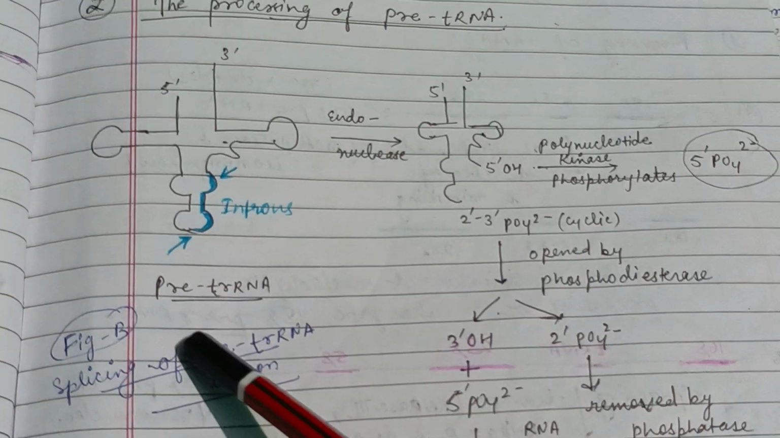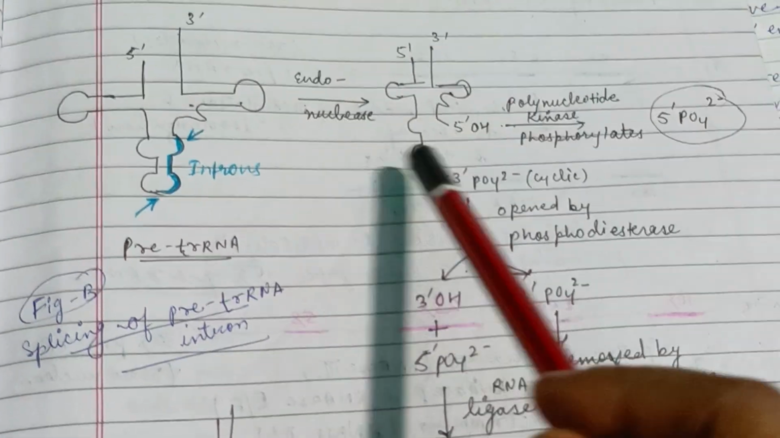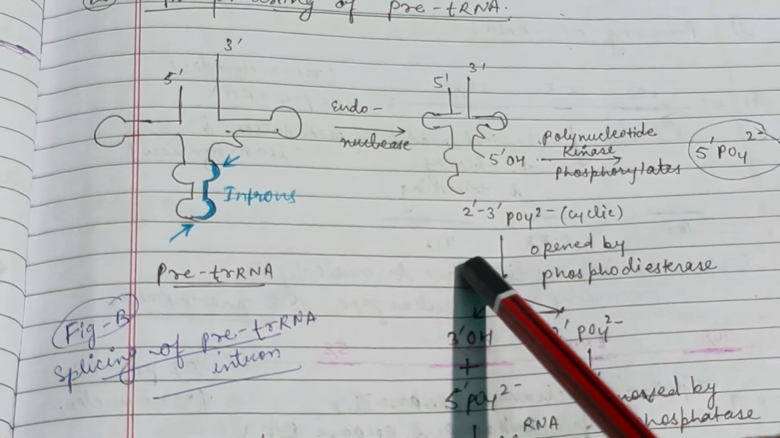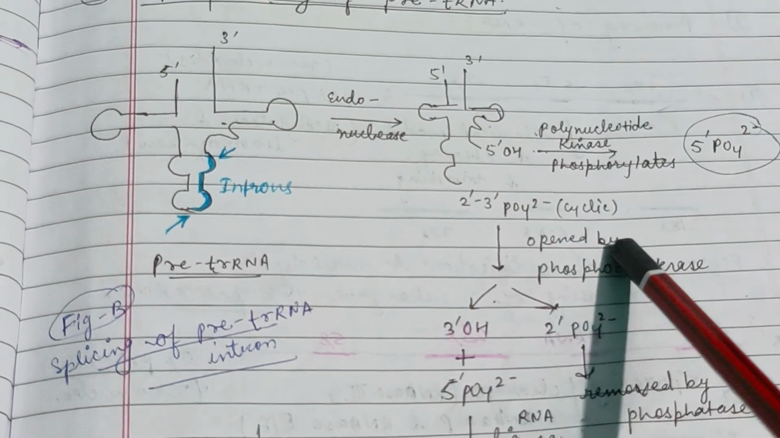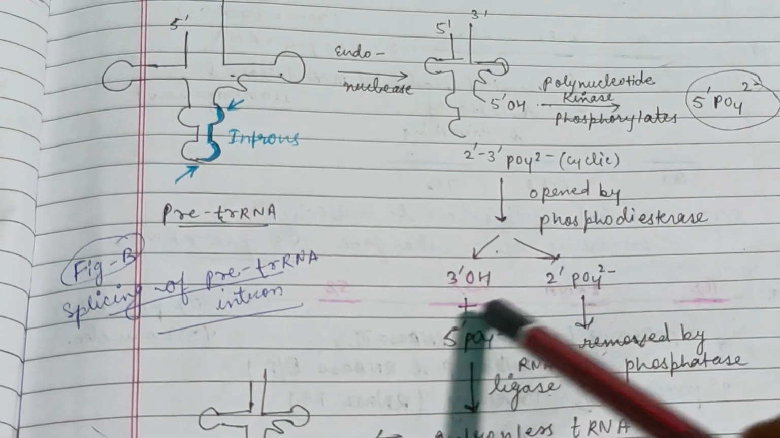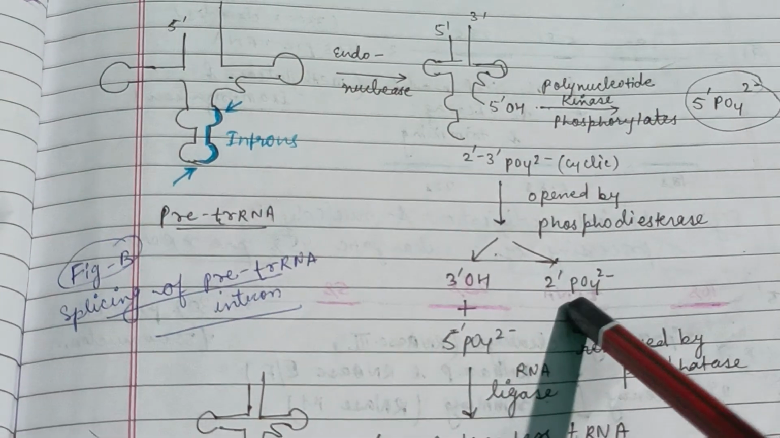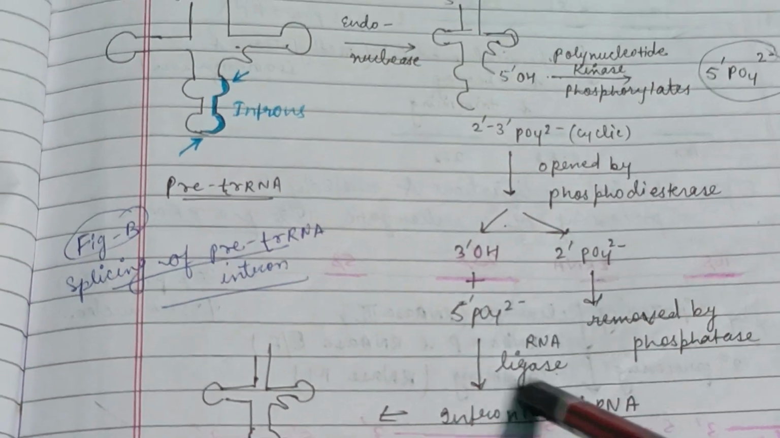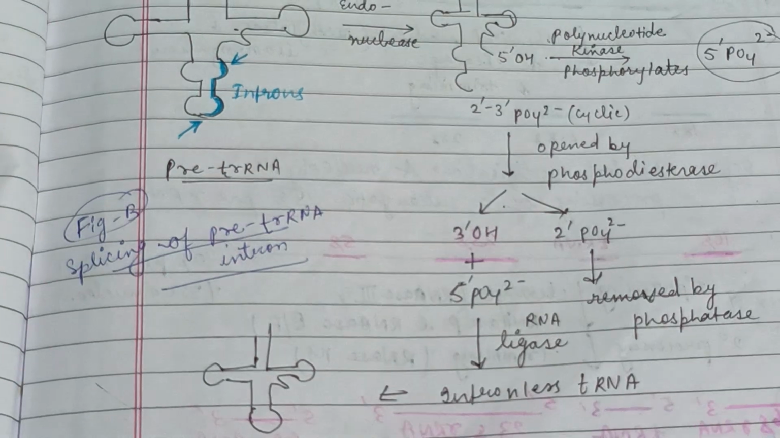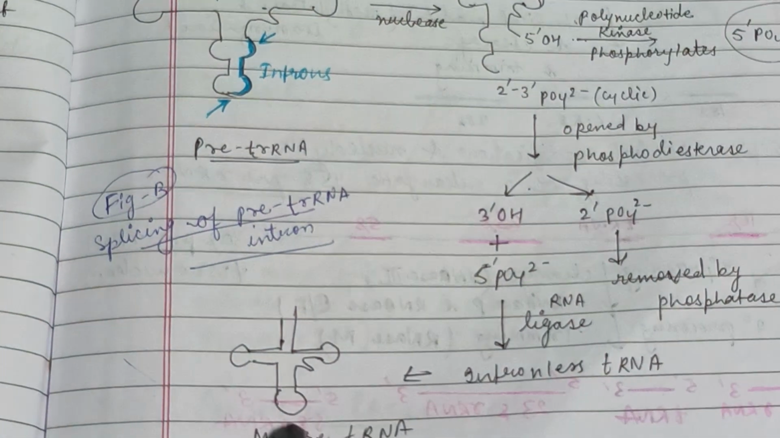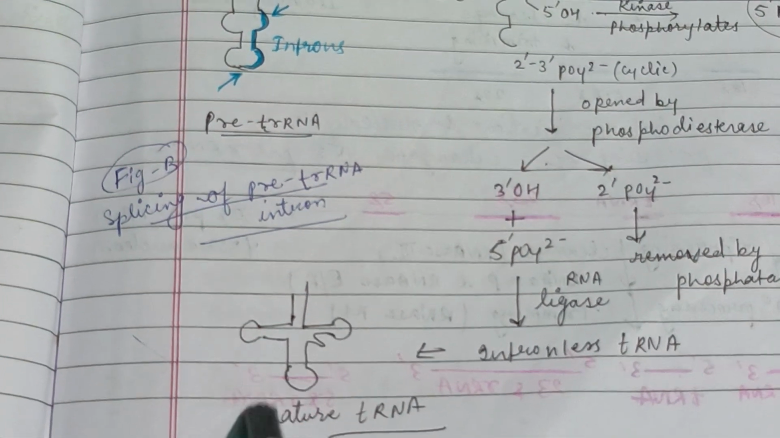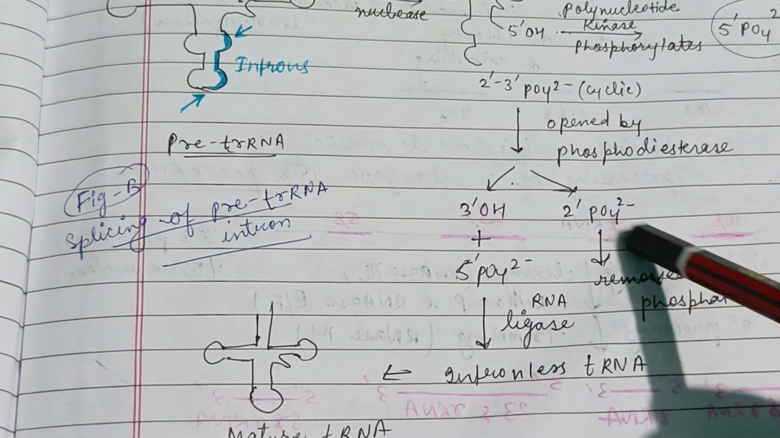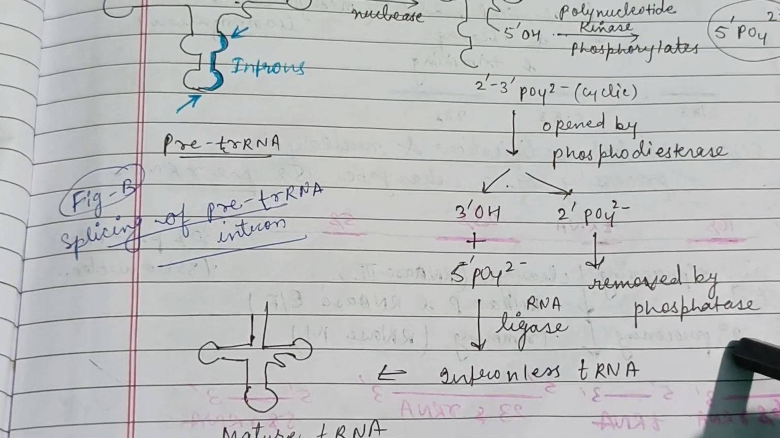So in this figure, the introns are removed by the endonuclease enzyme and form two ends, that is the 5' OH end and the 2',3' phosphate end, which is cyclic. So it can be separated like this, the 3' OH end and the 2' phosphate end, by phosphodiesterase enzyme, and then it ligates with the 5' OH end, and it forms the pre-tRNA to the mature tRNA form, and then the 2' end phosphate is removed by phosphatase enzyme.